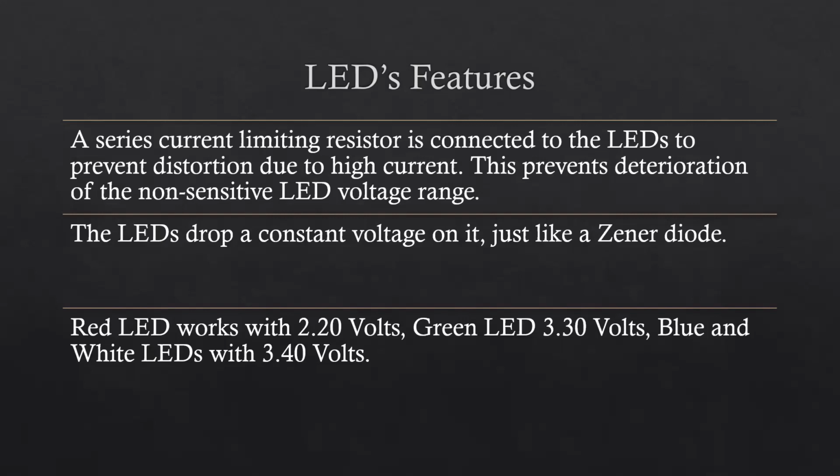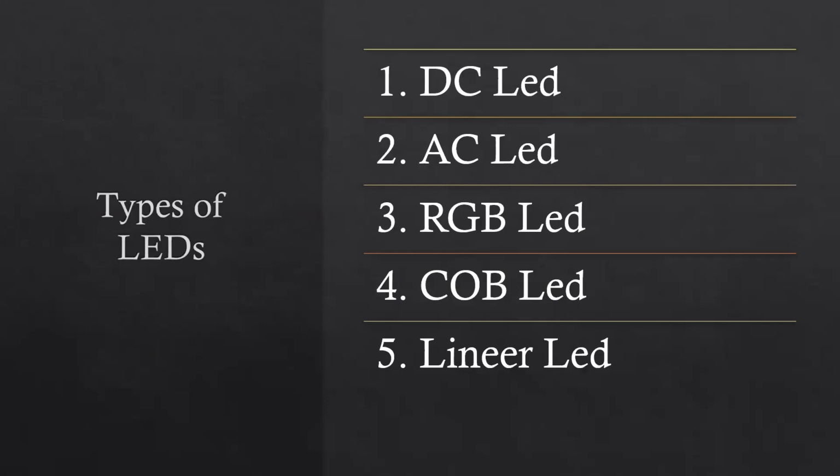The LEDs drop a constant voltage on them, just like a Zener diode. Red light works with 2.20 volts, green LEDs 3.30 volts, blue and white lighting with 3.40 volts. Okay, now the types of LEDs we mentioned: DC LED, AC LED, RGB LED, COB LED, linear LED.